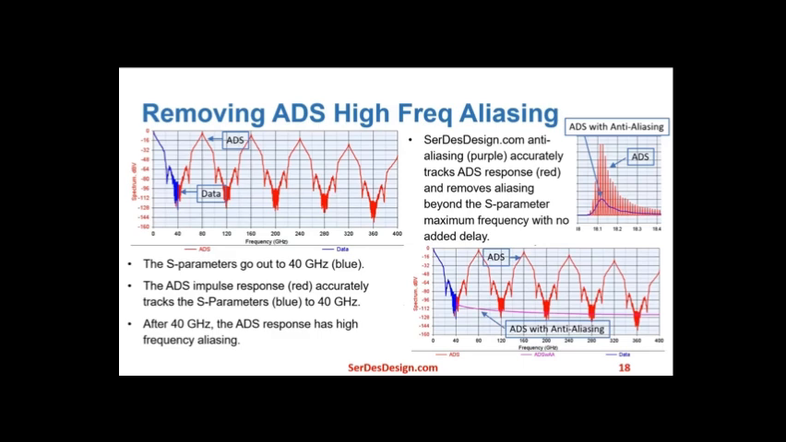After 40 gigahertz, the ADS channel impulse response has high-frequency aliasing. SerDesDesign.com anti-aliasing, the purple curve in the lower right graph, accurately tracks the ADS response and removes aliasing beyond the S parameter maximum frequency of 40 gigahertz. This is done with no added delay, as shown in the upper right graph in the time domain.